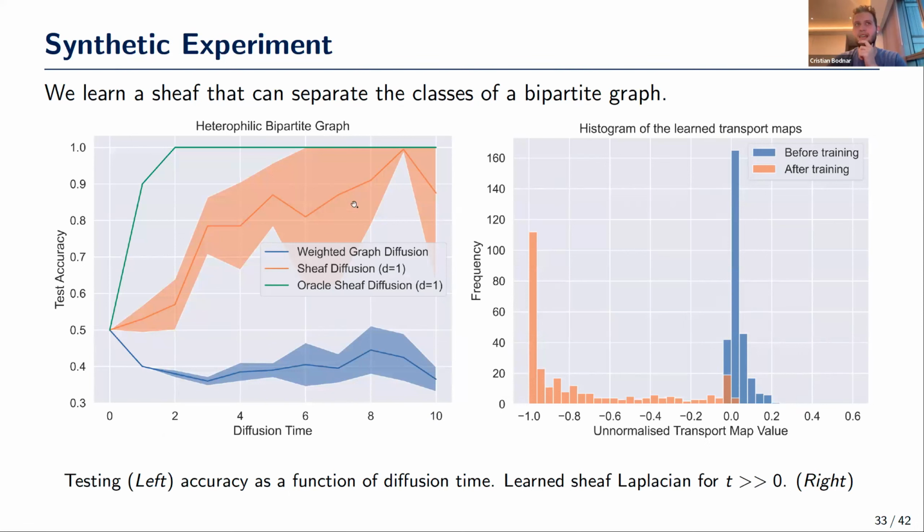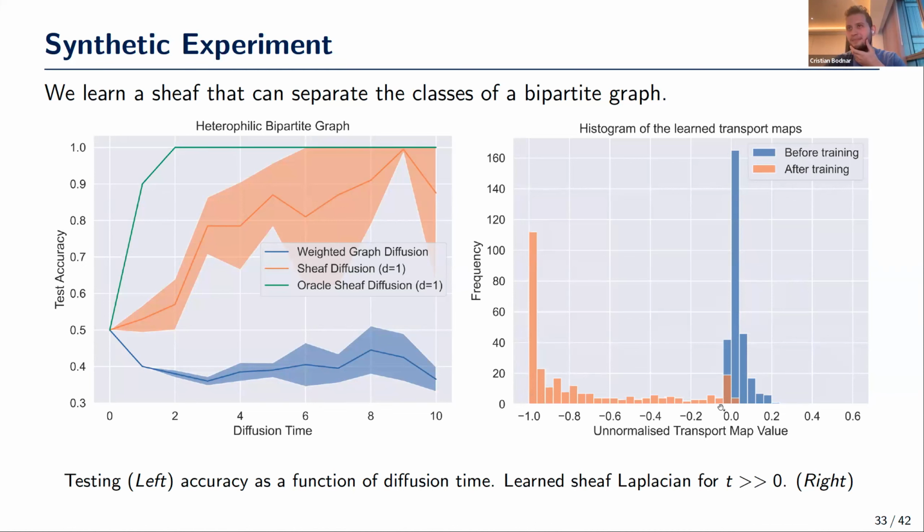And we actually looked at, okay, we learned this sheaf here, so let's see what did it actually learn. And if you actually look at these transport maps, they're pretty much all negative, as predicted, basically to enforce this polarization. So it learns this kind of negative weighting for the edges, and that polarizes these two communities.